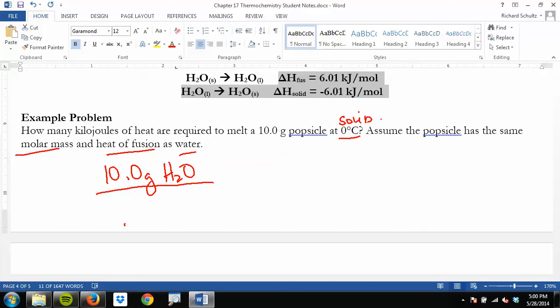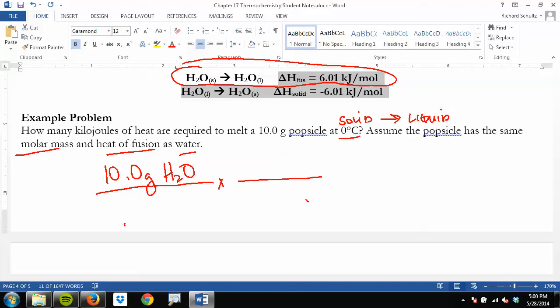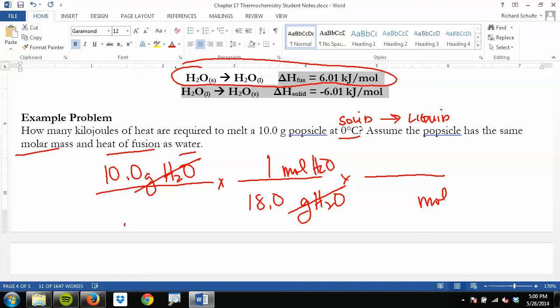So it's going from solid to liquid, which looks like this information right here. So the first step is to go from Massville to Moleville, grams of H2O to moles of H2O. 1 mole is equal to 18.0 grams. This is old stuff. Grams are now gone. Next step is to go from moles of H2O to kilojoules. This is the new road we've been traveling.